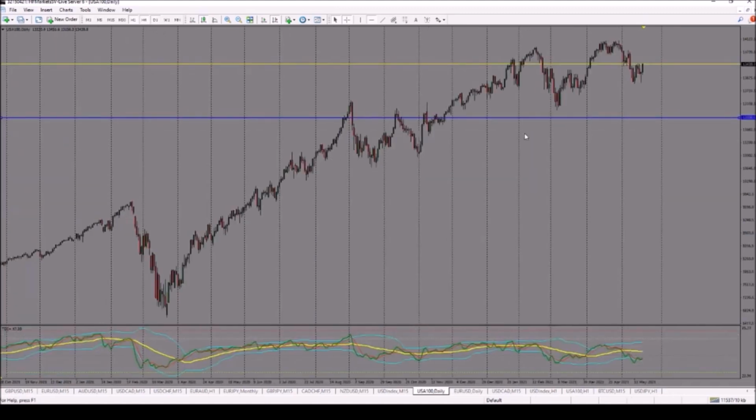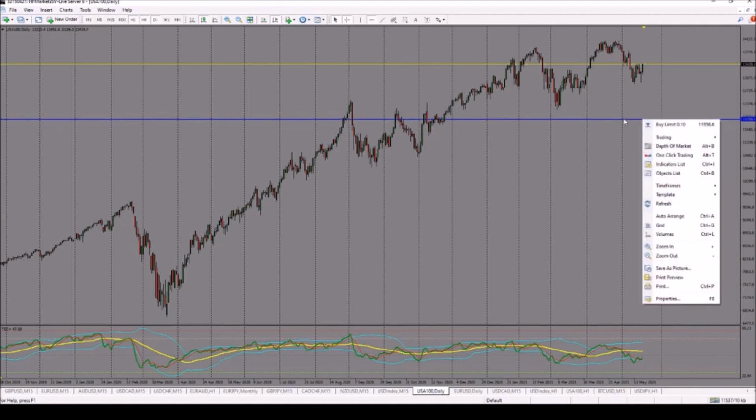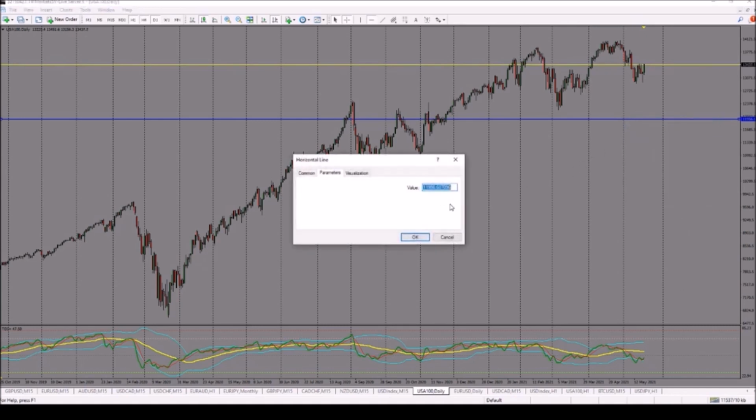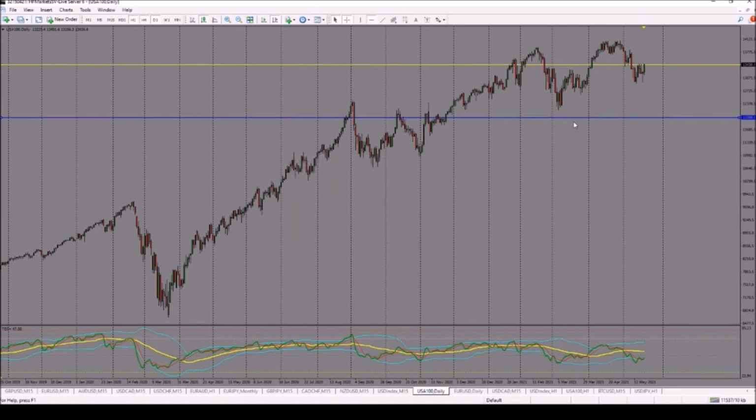So there we are. Sorry about that. Let me correct the value. 12,000. Right. So from 12,000, that becomes our datum. 12,000 becomes our datum. And from that, we start to increment with 500.